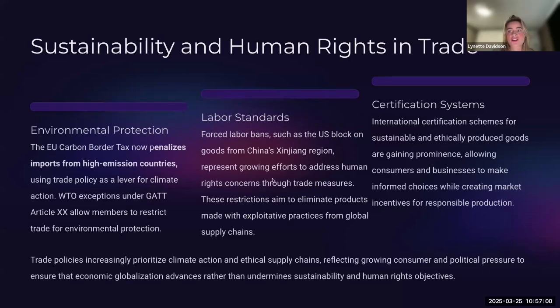Now, if we think about human rights in trade, given the time, I would like to discuss a few more examples with you today. If we think about sustainability and human rights in trade, we can think about the environment that we have to protect, labor standards, forced labor, and certification systems. For example, forced labor bans: there was the US block on specific goods from a Chinese region to address human rights concerns through trade measures as well. This is a sheet you can read through later by yourself.